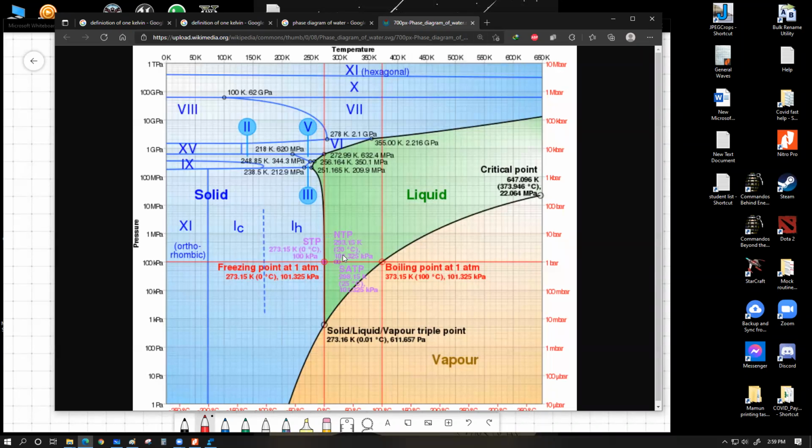This temperature is 273.16 Kelvin, whereas the transition temperature for ice to water or water to ice under atmospheric pressure is 273.15 Kelvin. So you should remember this decimal point. These are important information for your A2 level, and you shouldn't forget that.